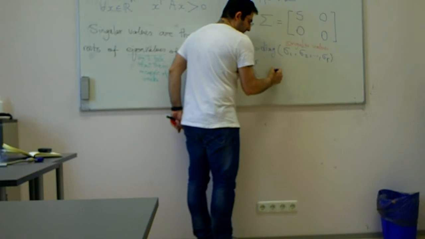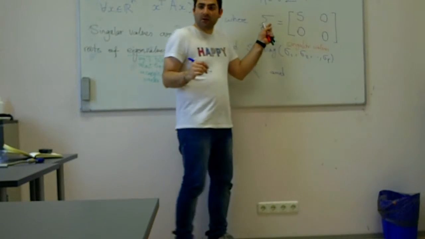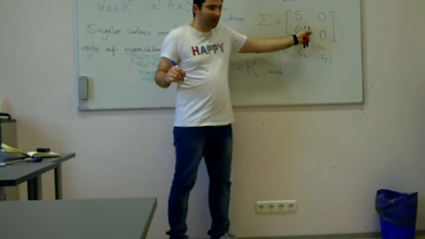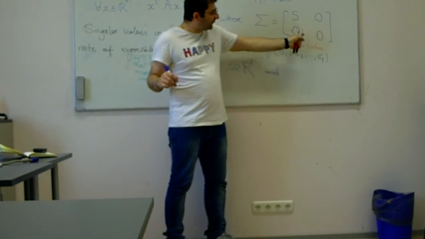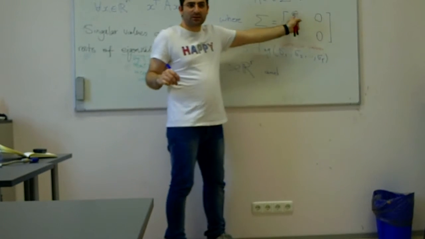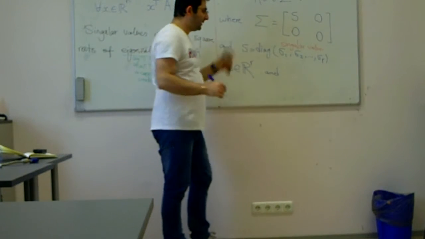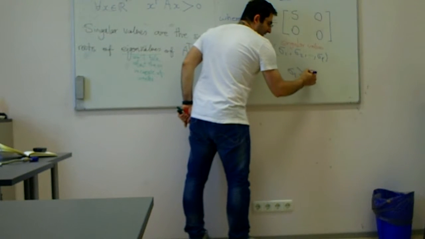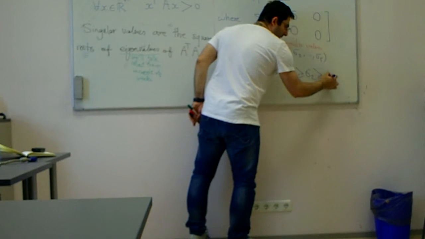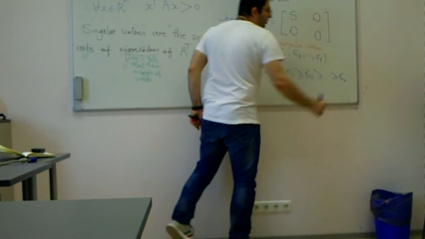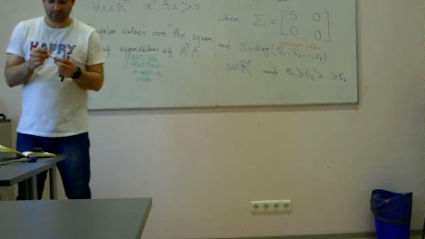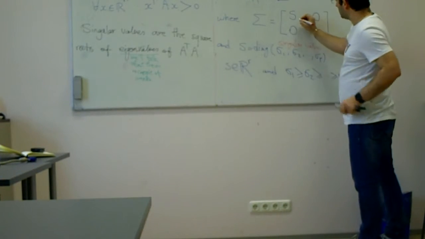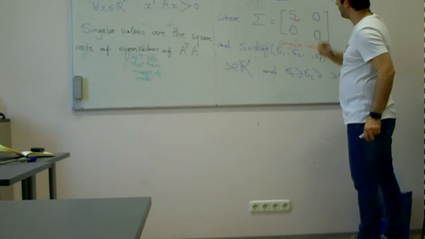Apart from sigma being a diagonal, we can write it as a diagonal matrix whose entries are the singular values sigma 1, sigma 2, up to sigma r. We have this property: sigma 1 is greater than or equal to sigma 2, greater than or equal to, down to sigma r. So they are all sorted. So this is r by r.